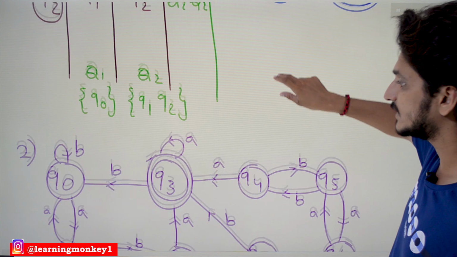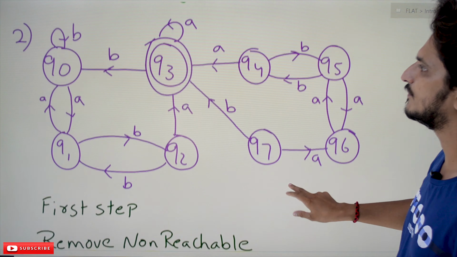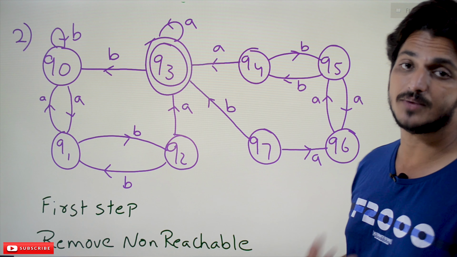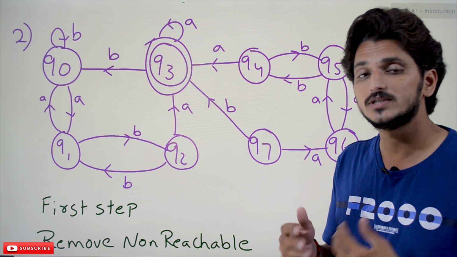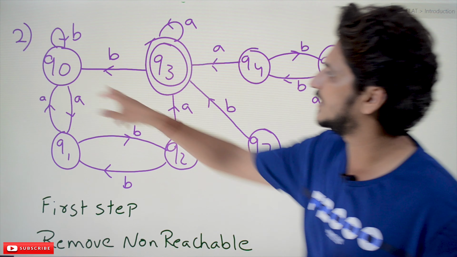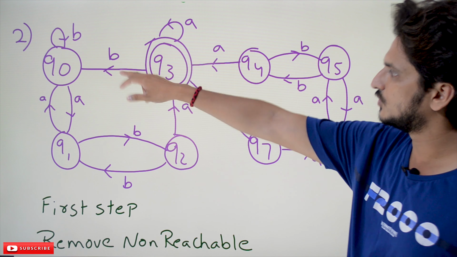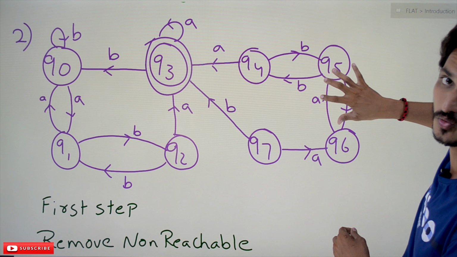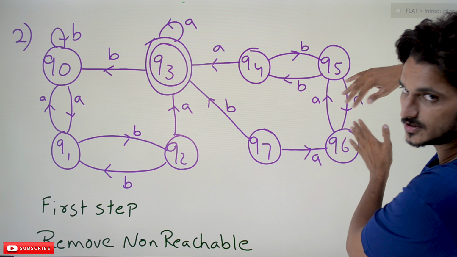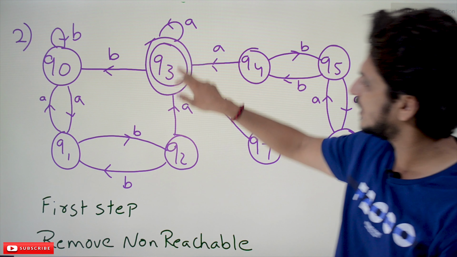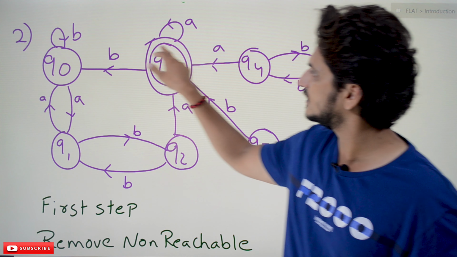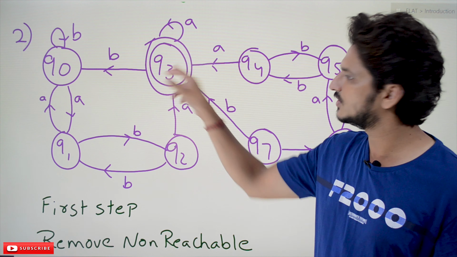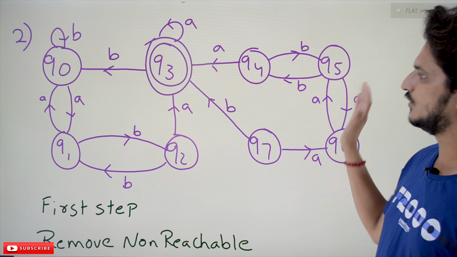Let's take one more example. The second example, this is our DFA. In this DFA, the first step is to remove the states that are not reachable from the initial state. Q0 is the initial state. This entire part is not reachable from Q0, so we can remove it. After removing this, the DFA we got has four states: Q0, Q1, Q2 and Q3. Q3 is the final state.